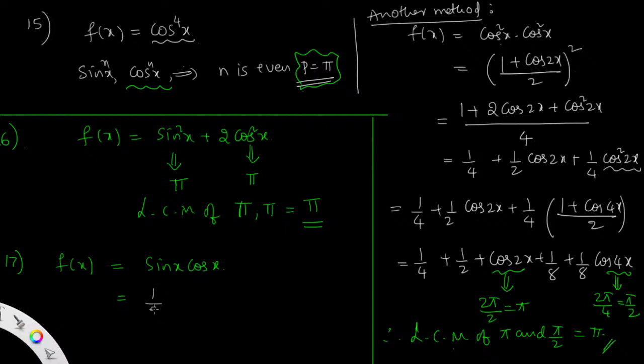So multiply and divide by 2. 2 into sin x into cos x, to get the form of sin 2x, because before that 2 is not there, that is why I multiply and divide by 2. Then we can write 1 by 2 into sin 2x. Therefore sin 2x period is nothing but 2 pi by 2, so the answer is pi.